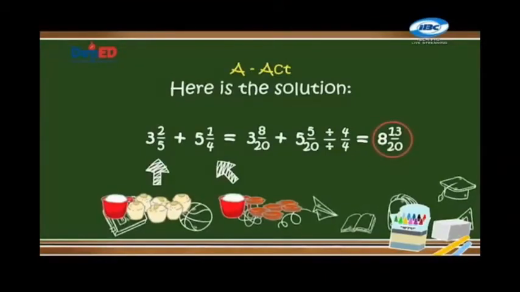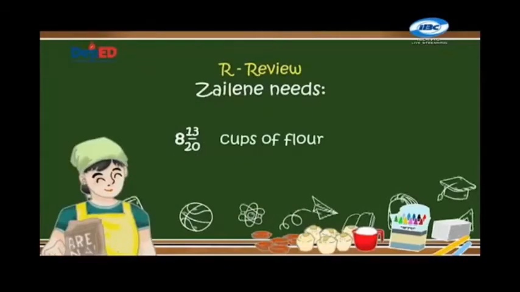Is it already the lowest term? Yes. Therefore, our final answer to Zailin's problem is 8 and 13/20ths. Xylene needs 8 and 13/20ths cups of flour.